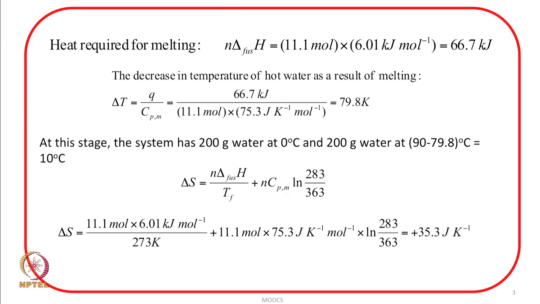This is the change in entropy associated with the melting of ice and the decrease of temperature of water, which has come down from 90 degrees centigrade to 10 degrees centigrade. So, what you have now is water in liquid form at 0 degree Celsius, and water liquid which has decreased in temperature from 90 degree Celsius to 10 degree Celsius, 200 gram of each.